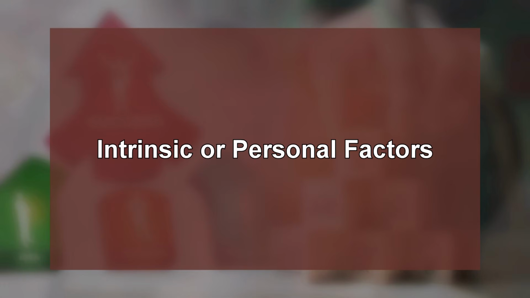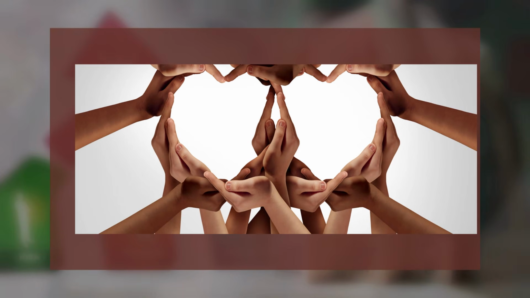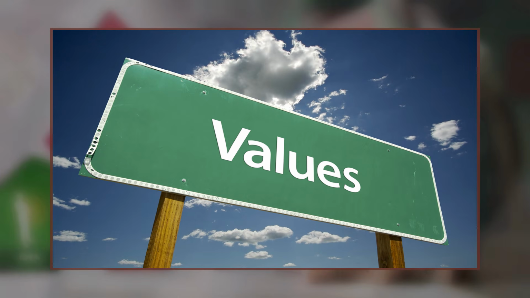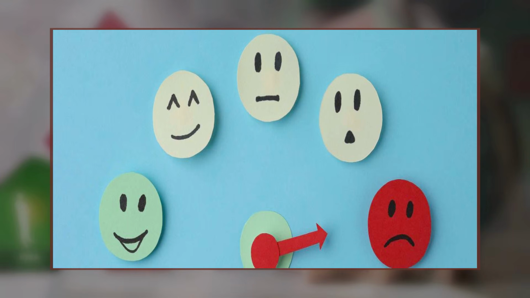Number 1. Intrinsic or personal factors. These are the inner motivations that propel people to pursue activities for their own intrinsic fulfillment and pleasure, as opposed to the pressures or incentives from outside sources. These factors include needs and desires, goals, self-efficacy, personality, interests and values, emotions and moods. Let us discuss them one by one.